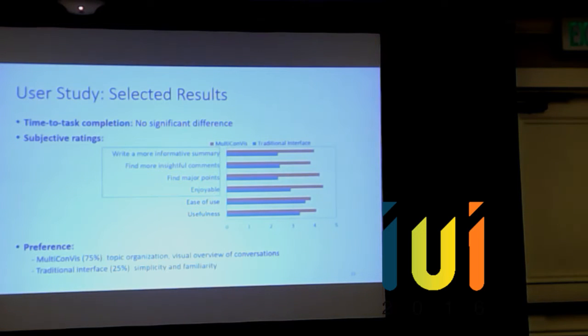When it comes to preference, we found that this interface was preferred by the majority of the participants, and the reasons they explained were the topic hierarchy organization and the visual overview of the conversation. Those who chose the traditional interface mentioned that its simplicity helped them choose it, and also the fact that they were so familiar with the standard interface that they opted for it.